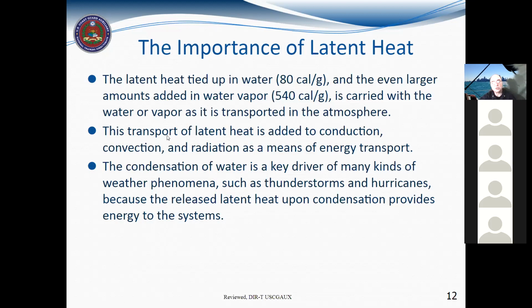So this transport of latent heat is added to conduction, which is where the air is touching the ground as it passes overhead. It's added to convection, where the air rises, and radiation, from the sun coming down mostly, and some bouncing off the surface of the earth and back up into the atmosphere as a means of energy transport. The condensation of water is a key driver of many kinds of weather phenomena, such as thunderstorms and hurricanes, because the released latent heat upon condensation provides energy to the systems.